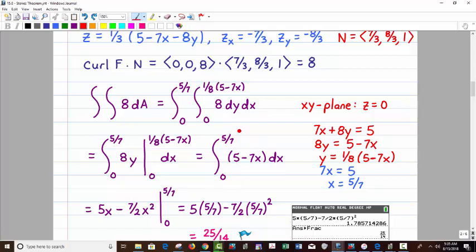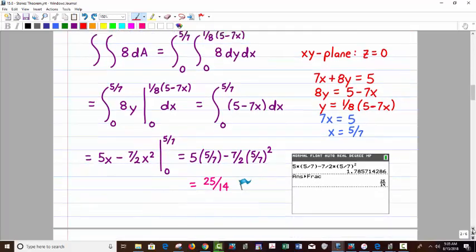0 to 5 over 7. Integrate this. It'll be 5x minus 7/2 x squared. Put in 5 over 7 minus 0. Obviously use a calculator to do that, but anyway, it's fine. And I got 25 over 14.